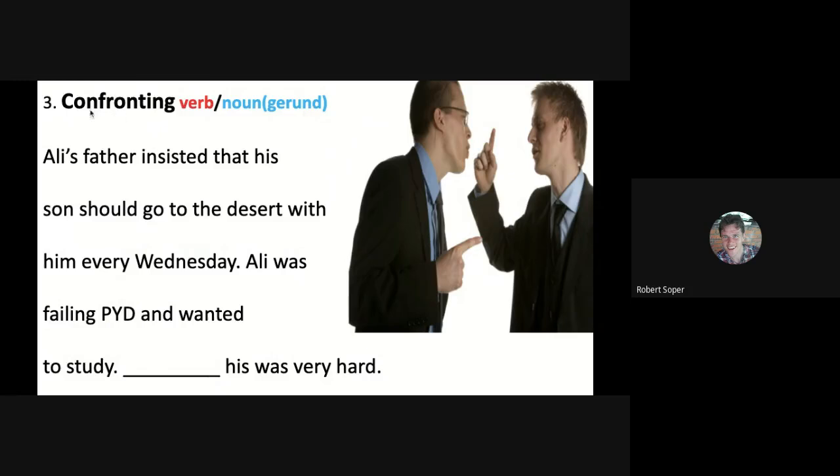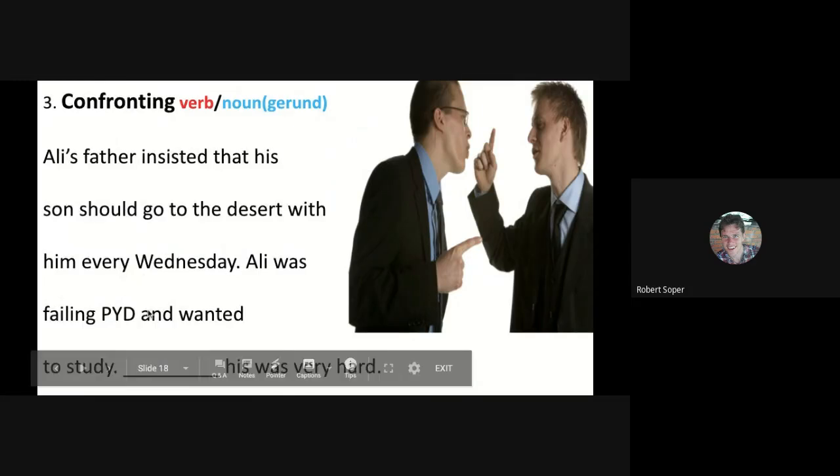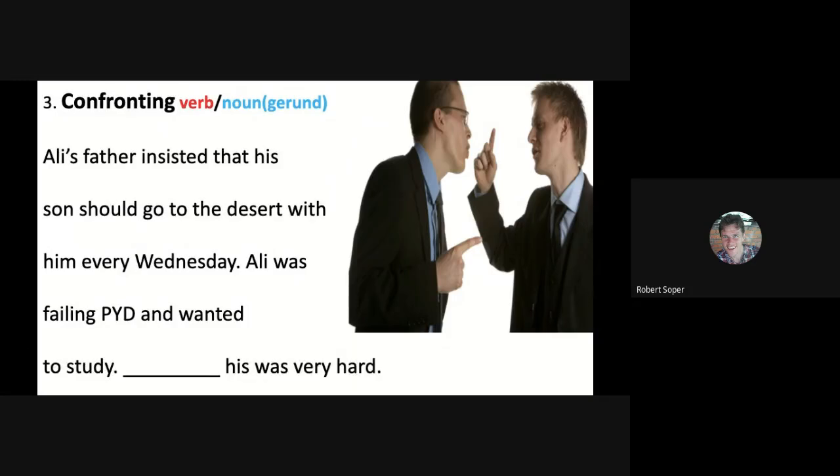Now, it mentions here that confronting can be used as a gerund, so as a noun. How does that work? Well, we could say, Ali's father insisted that his son should go to the desert with him every Wednesday. Ali was failing the PYD and wanted to study. Confronting his father was very hard.